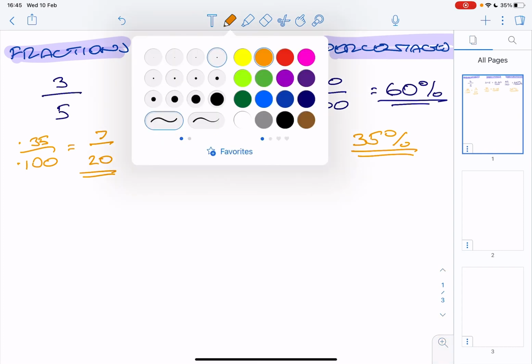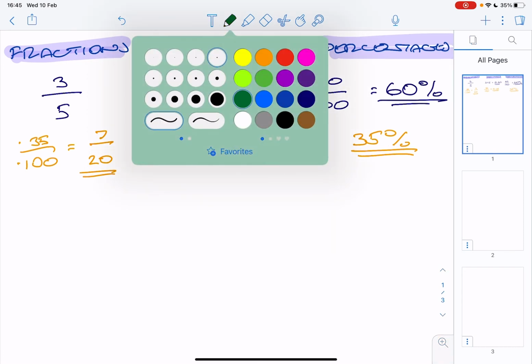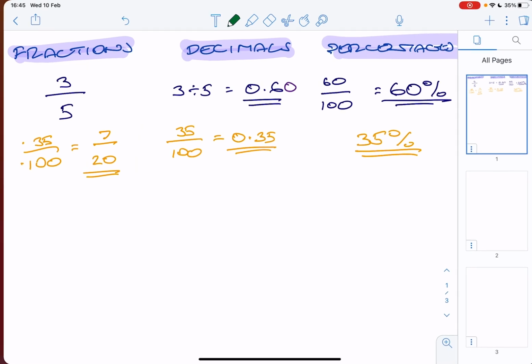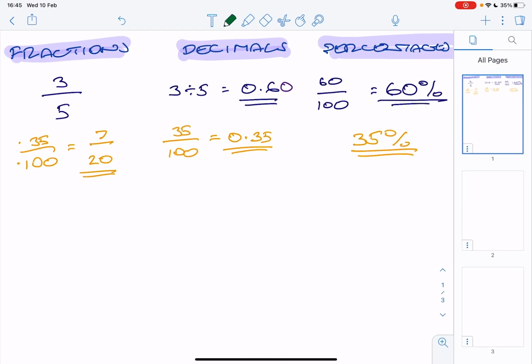Okay. So then one more, we'll do it in a nice green color. Right, we're going to change a decimal into the other two. So let's say I had something like 0.08. Okay, so that's a decimal, and we're going to change it to fraction and percentage.